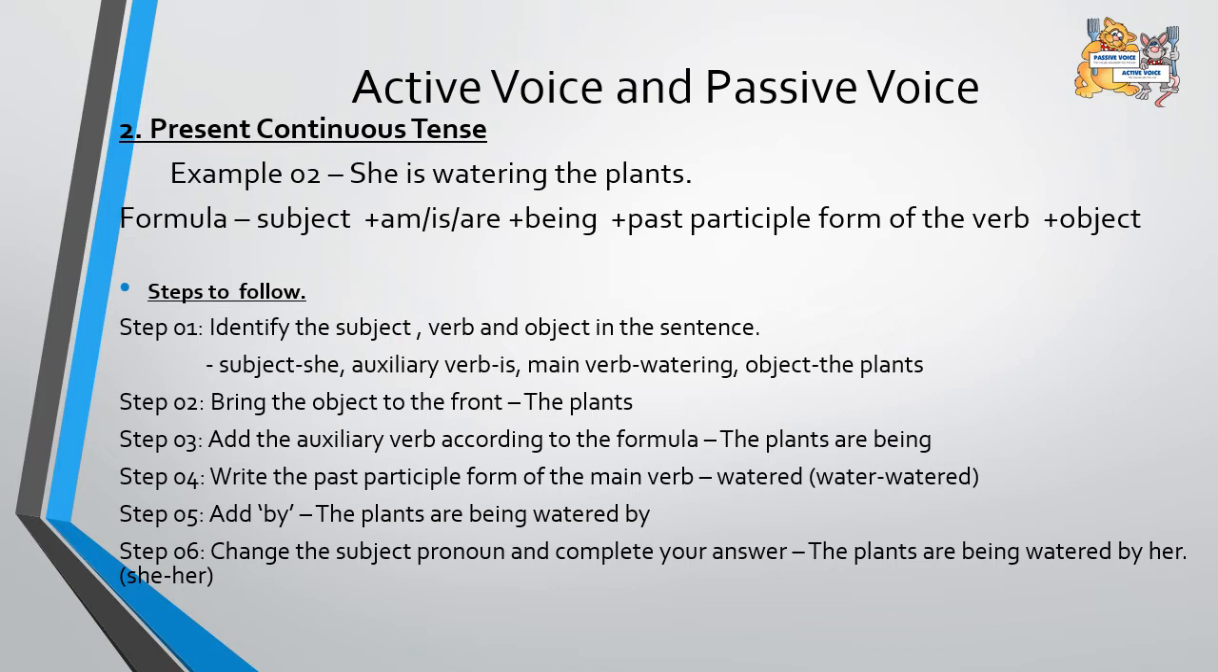The third step, add the auxiliary verb according to the formula. Since the object is plural, we add the auxiliary verb are plus being. So the answer is the plants are being. Step 4. Write the past participle form of the main verb. The past participle form of the verb water is watered. So the answer is the plants are being watered.